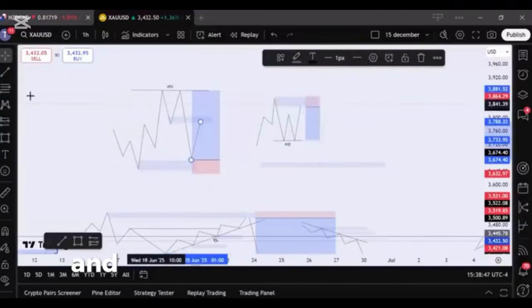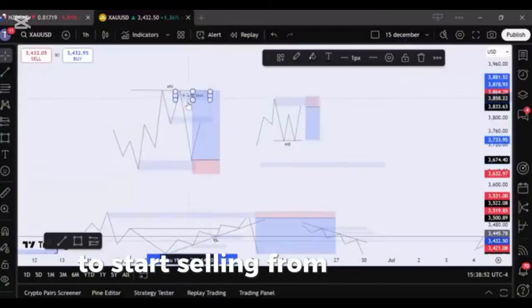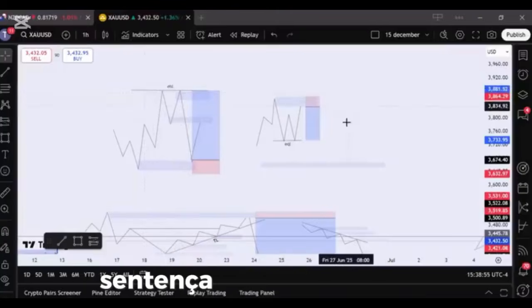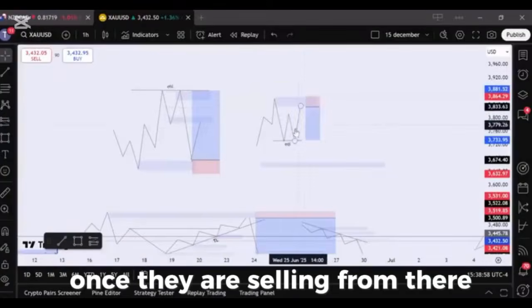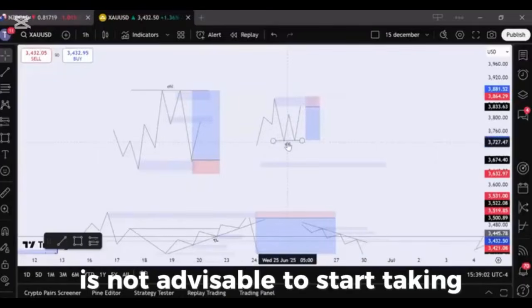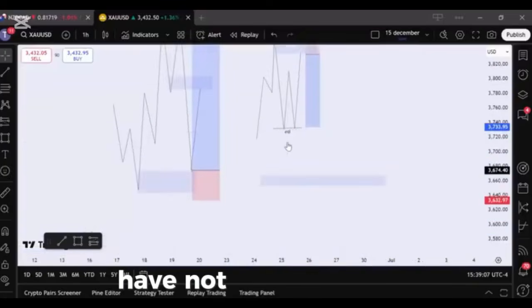Then you also probably see another block here. It is also not advisable to start selling from this other block where the market has not yet swept that equal highs liquidity. The same goes for the equal lows: provided that the market has not swept the equal lows and taken it out, it's not advisable to start taking trades that oppose the direction of the market when that liquidity zone has not been taken out.